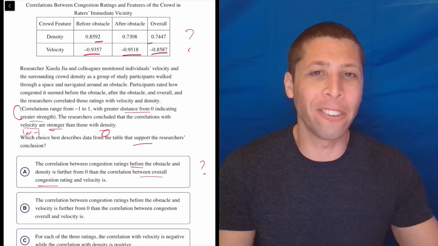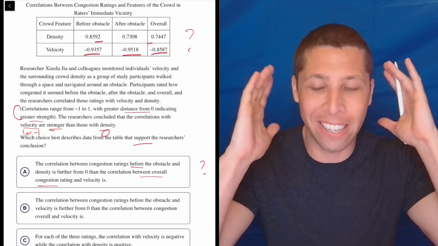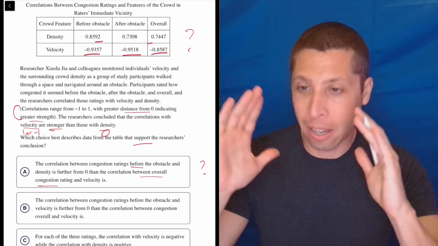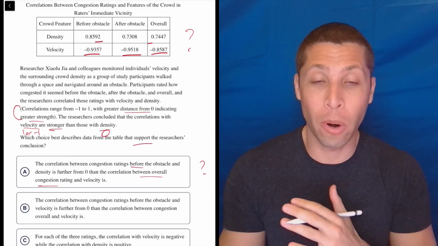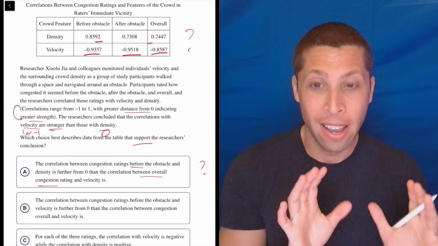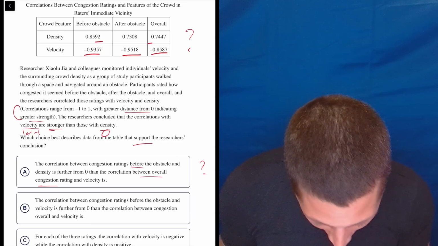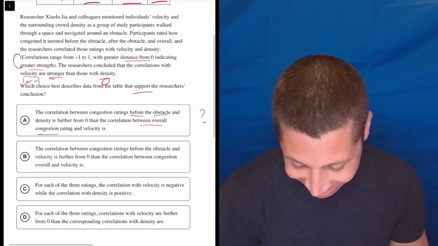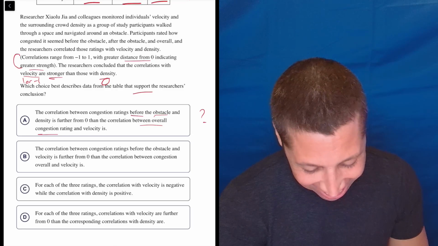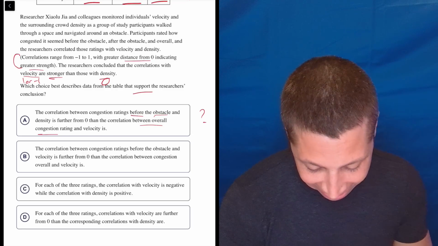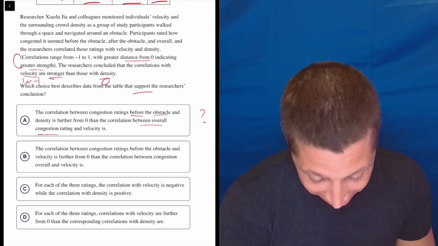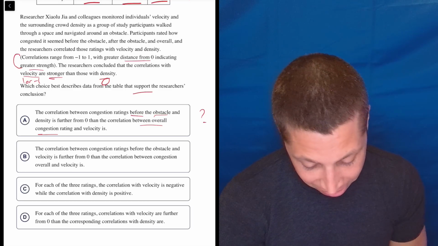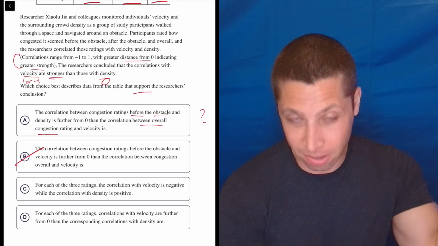I'm not even understanding this because my mind has already, based on the passage, gone on a single track. The single track is velocity is going to be closer to 1 or -1 than density is. What is this even talking about? The obstacle? Let's skip it. The correlation between congestion ratings before the obstacle and velocity is further from 0 than the correlation between congestion overall and velocity is. This doesn't even talk about density, so get rid of it.